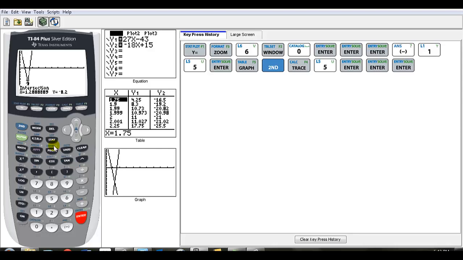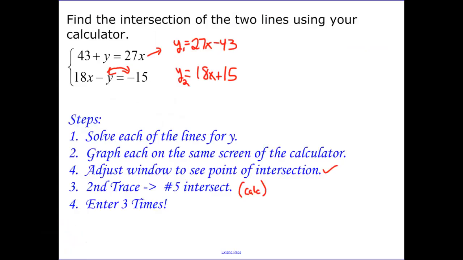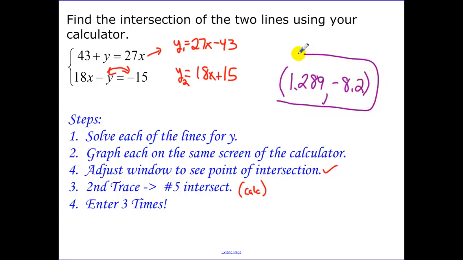And you see, let's round to 3 decimal places. So it's 1.289 and negative 8.2. Okay, so using our calculator, we found our intersection, and let's round this to three decimal places, 1.289 and -8.2. So the calculator is going to be super helpful in helping us find our points of intersection.